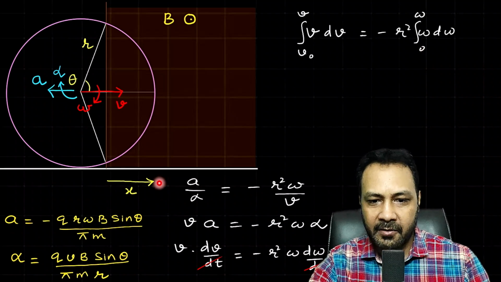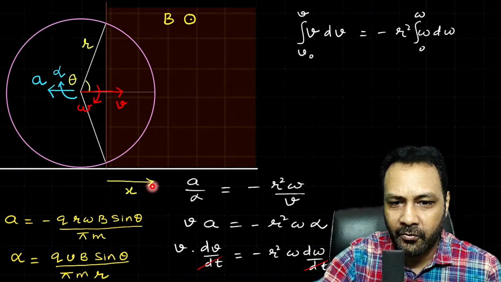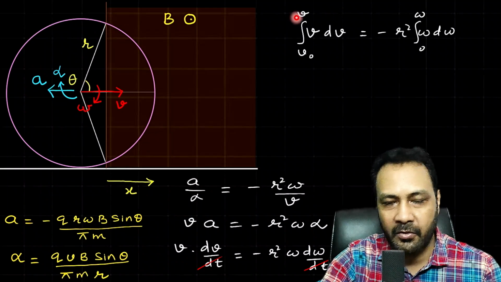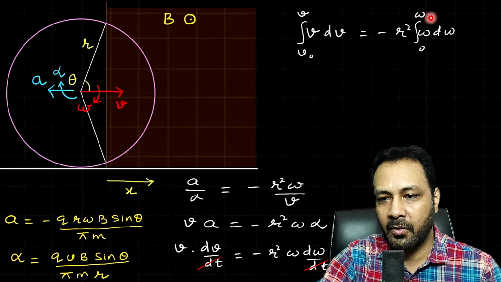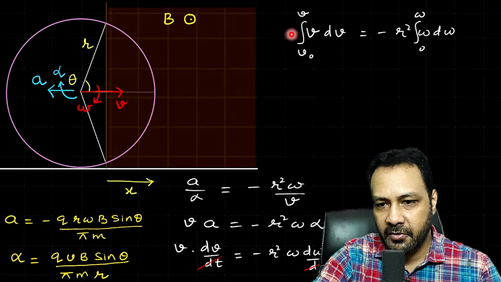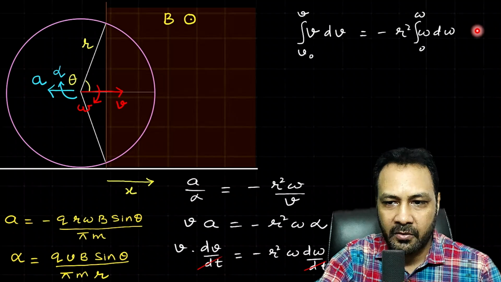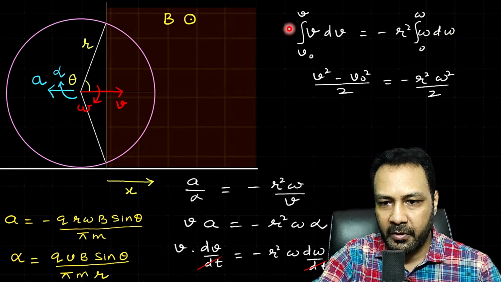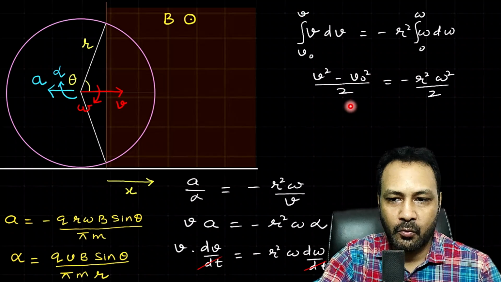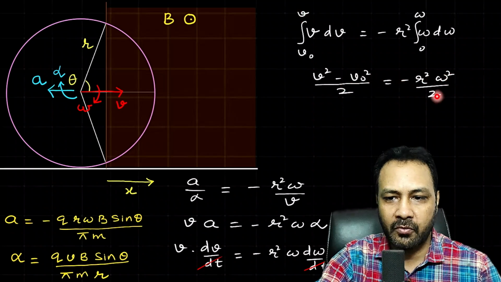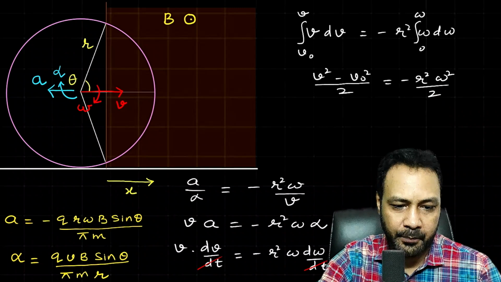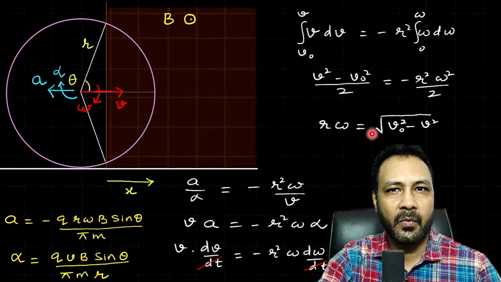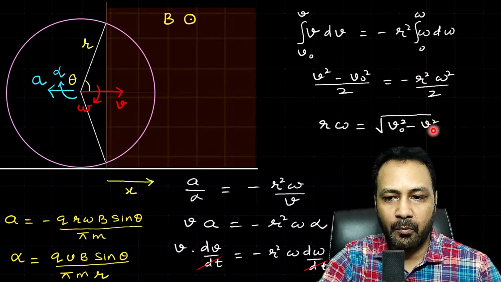And now that it has entered distance x inside, and the part of the ring that is within the magnetic region is subtending angle 2 theta at the center, at that moment the velocity of the center of mass is v and angular velocity is omega. So integrate this: this integration will give you v square by 2, and this integration will give you omega square by 2, and put the limits. So you will get v square minus v0 square by 2 is equal to minus r square omega square by 2. This 2 and 2 will get cancelled, and rearrange that, we will get r omega is equal to square root of v0 square minus v square.